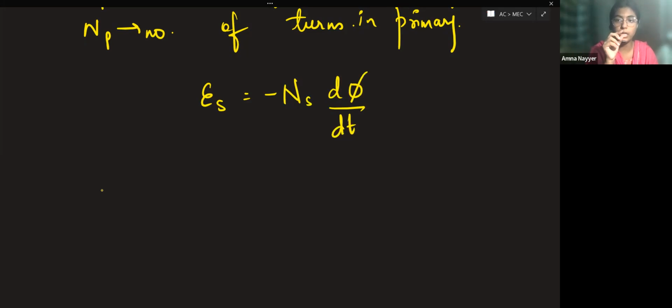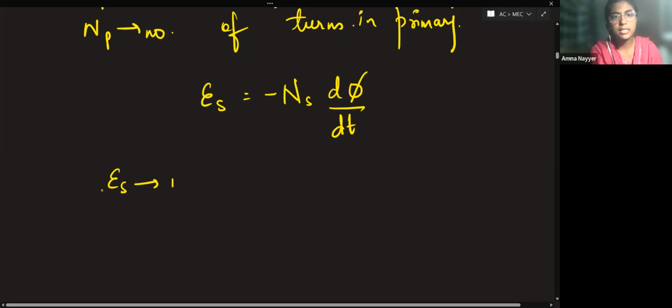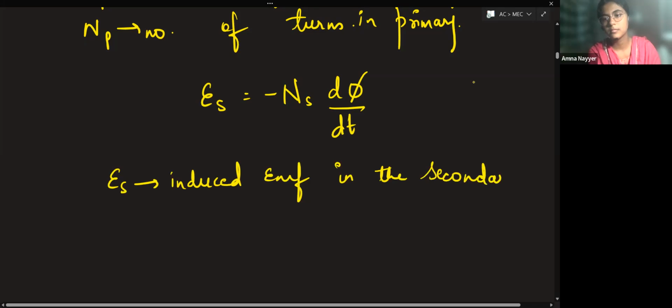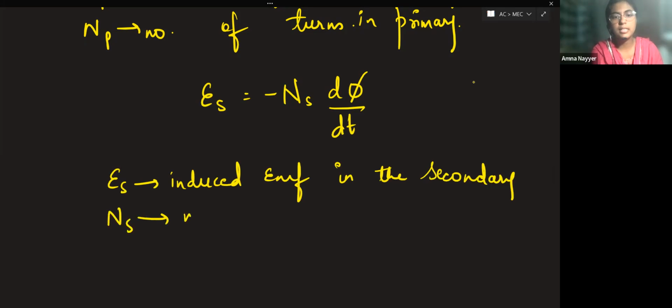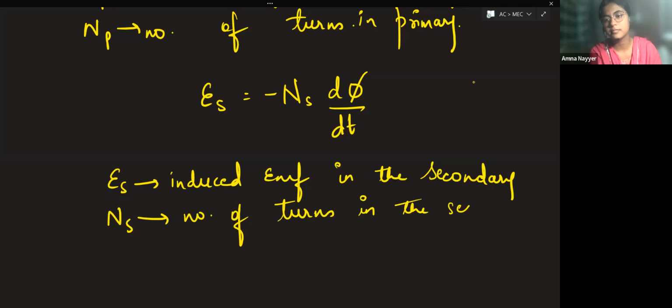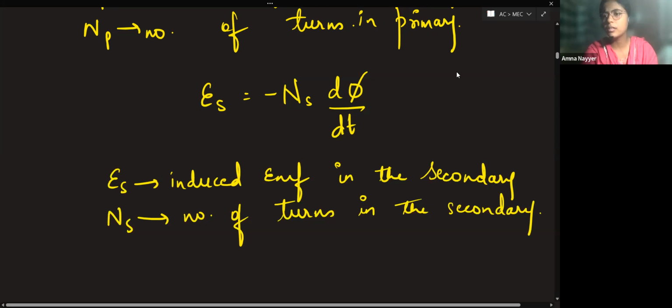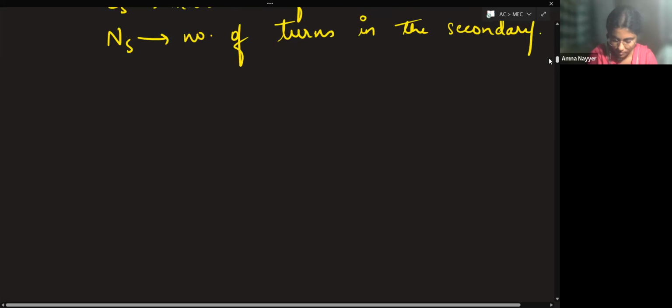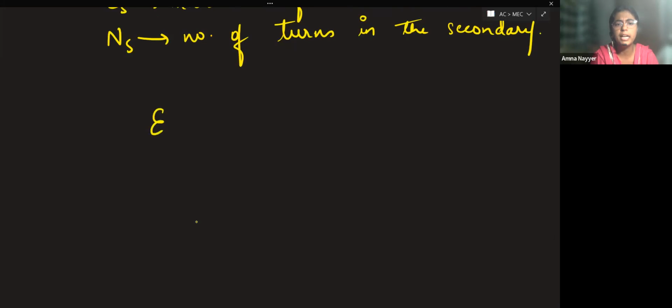See, flux is the thing that is common between them because the change is occurring within the same coil. So ES is the induced EMF in the secondary, whereas NS is the number of turns in the secondary. Now, if you use these two equations, you will directly get a relationship between the number of turns for both the primary and secondary, as well as the induced EMF for the primary and secondary. So this will be simply ES divided by EP equal to NS divided by NP.